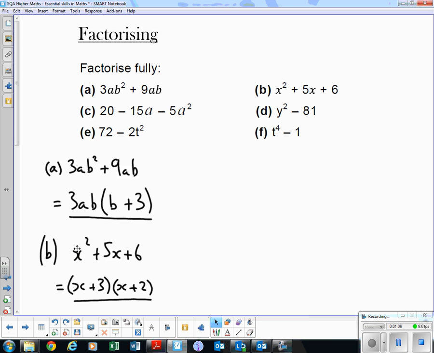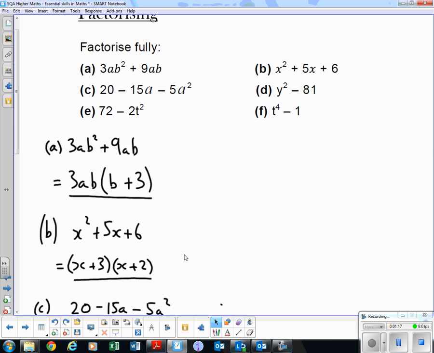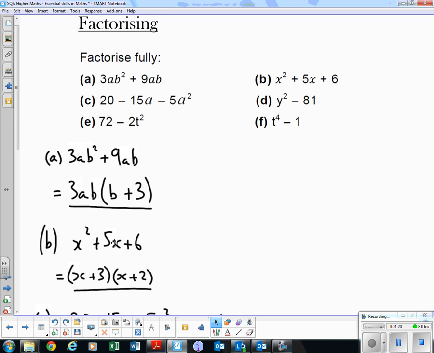Example B, x squared plus 5x plus 6. Quick look for a common factor. No common factor. So we have a straightforward trinomial. Both positive terms should hopefully be dead easy. Remember, we're looking for a pair of numbers that multiply together to make 6. So we may have a 3 and a 2 or a 6 and a 1 at the end of the bracket. And I'm sure you've been told they need to add together to make 5, which is technically correct, but it can lead to misunderstanding when doing the slightly trickier ones.